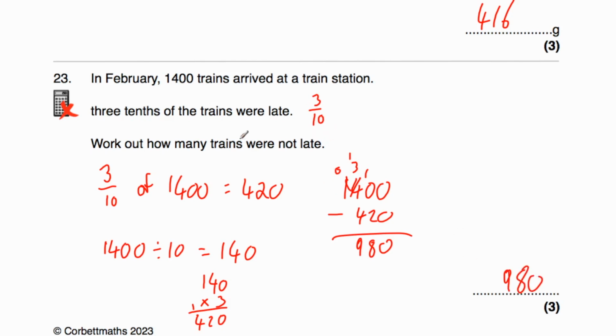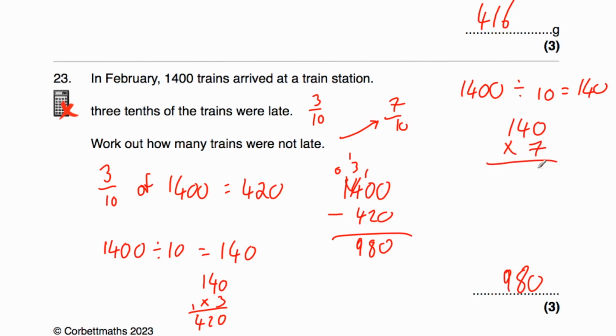Another way again would have been to consider, well, how many trains were not late? Well, if 3/10 of the trains were late, that means the rest, which is 7/10, were not late. So if we could just work out 7/10 of 1,400, that'll also be the answer. So let's take our 1,400 and divide by the bottom, which is 10, and that's equal to 140. And then let's multiply by the top. So 140 multiplied by 7.